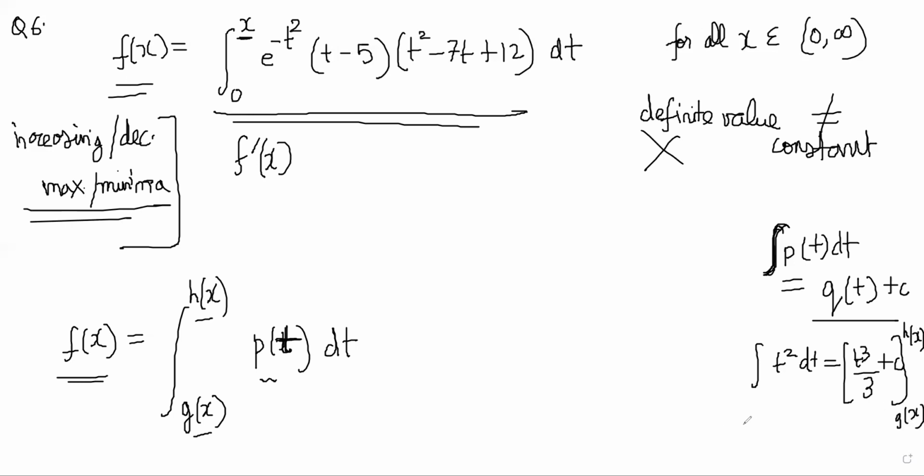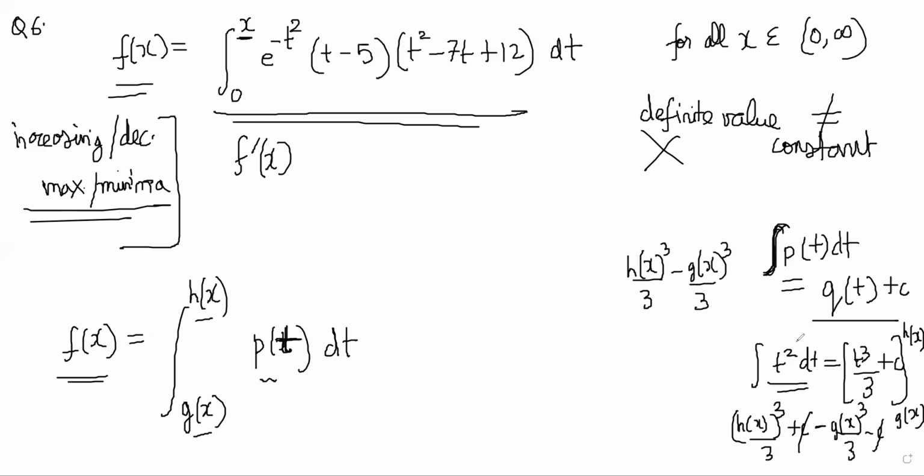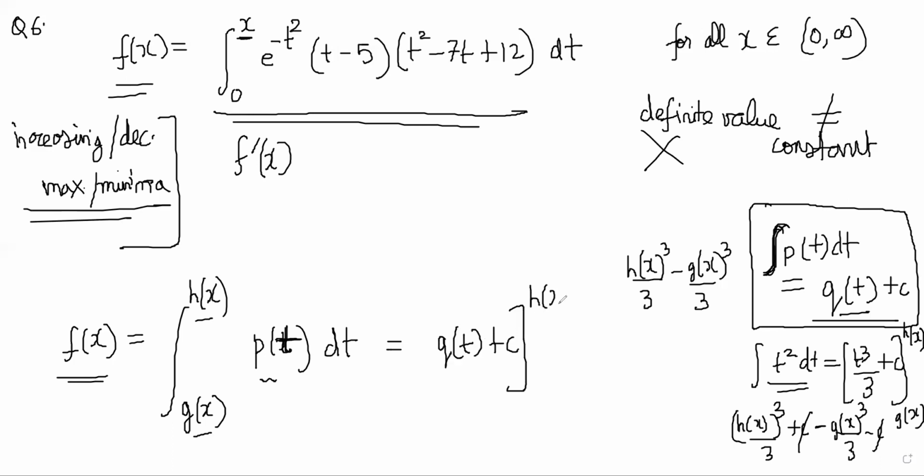Instead of t, you would have put h of x. So h of x whole cube by 3 plus c minus g of x whole cube by 3 minus c, right? C cancels. So you've gotten something like h of x whole cube by 3 minus g of x whole cube by 3. So what I'm saying here is assume that p of t's integral gives the function q of t, indefinite integral. So the answer will come when you put h of x and g of x for t in q of t.